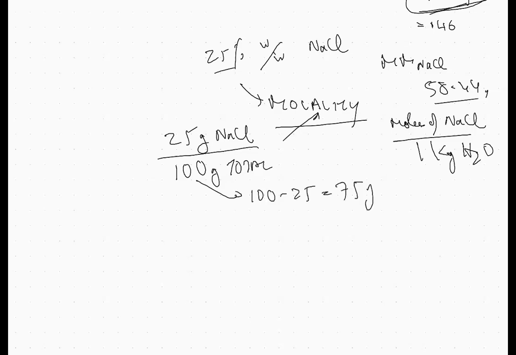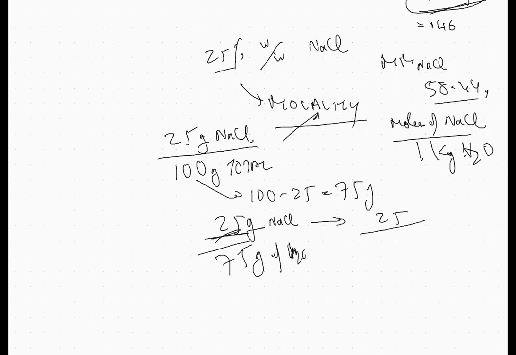For the sodium chloride, find how many moles there are. 25 divided by 58, I'll just use 58. So 25 divided by 58, I get 0.43 moles. That was in 75 grams. Now it's easy: 0.43 moles of sodium chloride in 75 grams. But I need it per 1 kg, which means 1,000 grams.